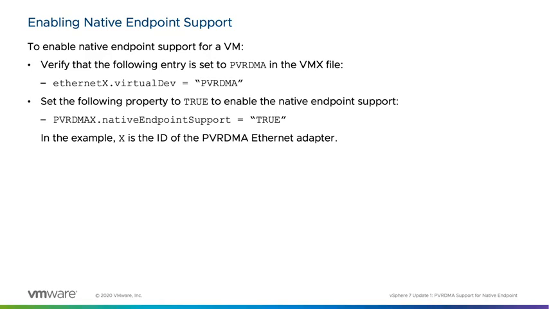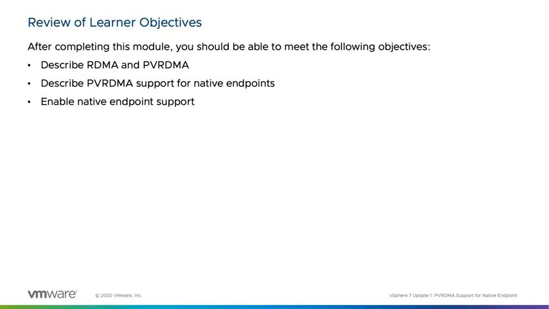A VM that uses PVRDMA native endpoint support cannot be migrated using vSphere vMotion. Virtual machine compatibility for ESXi 7 Update 1 or Virtual Machine Hardware version 18 is required when using PVRDMA native endpoint support.